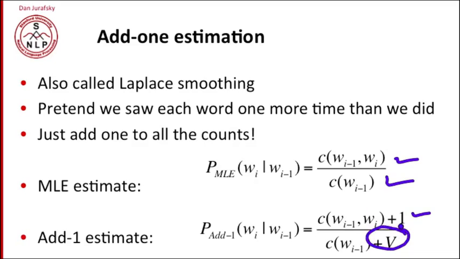And we have to add V here in the denominator because we're adding 1 to every word that follows word i minus 1. So our denominator is increased not just by the total count of things that followed word i minus 1, but each one of those got incremented by 1, and there were V of them, so we have to add V to the denominator. So this is the add-1 probability estimator.